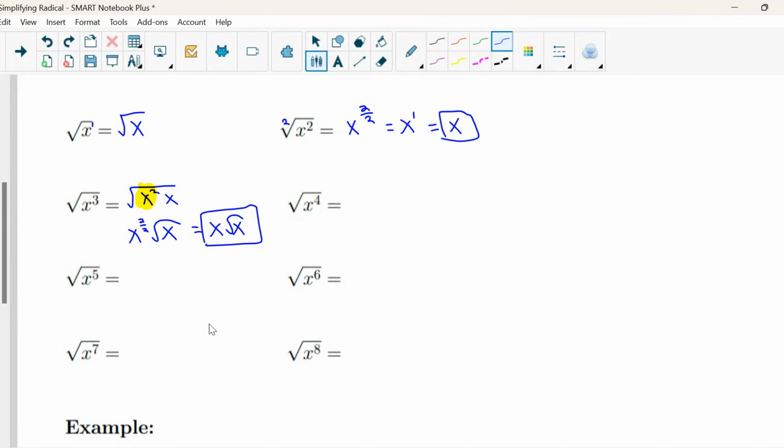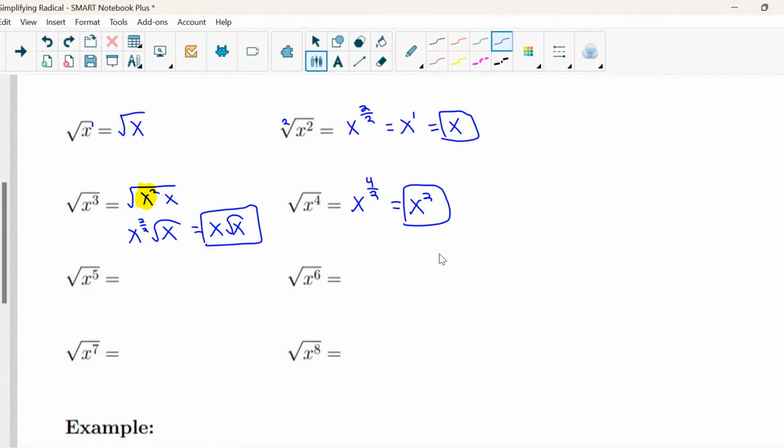My next example is the square root of x to the fourth power. 4 is divisible by 2, so I'm just going to divide it right away. x to the 4 divided by 2 power. 4 divided by 2 is just 2, so I've got x squared.